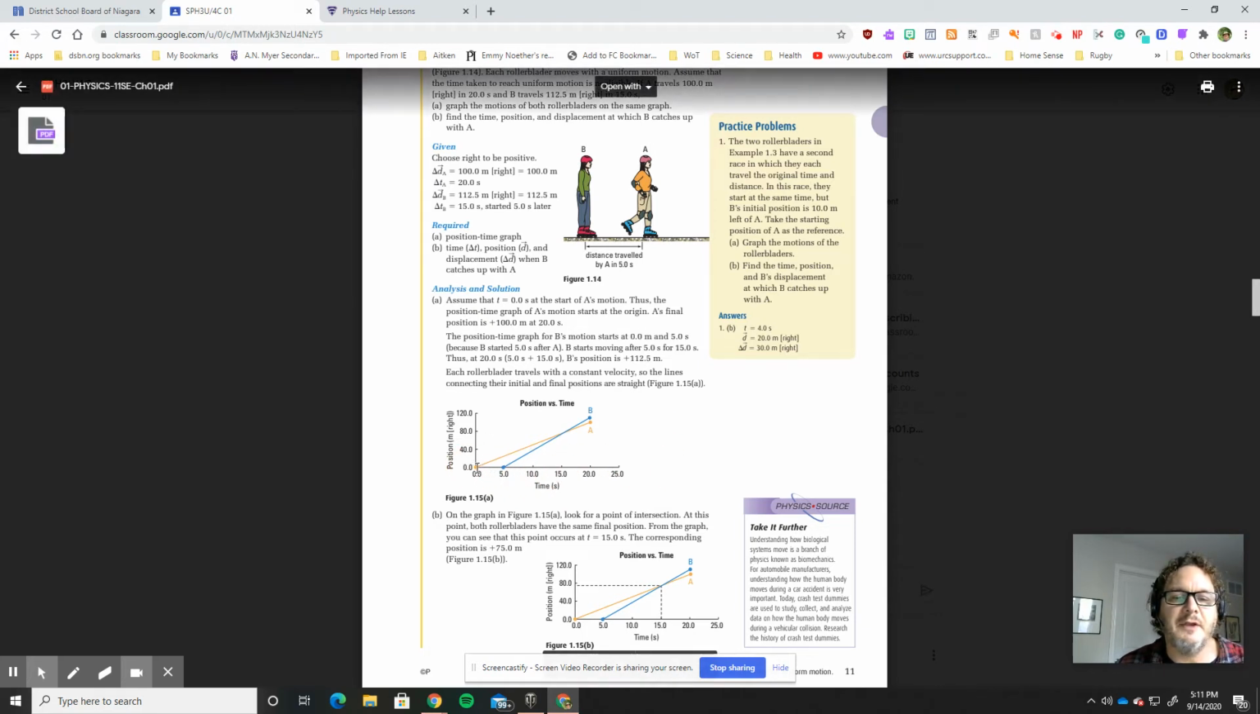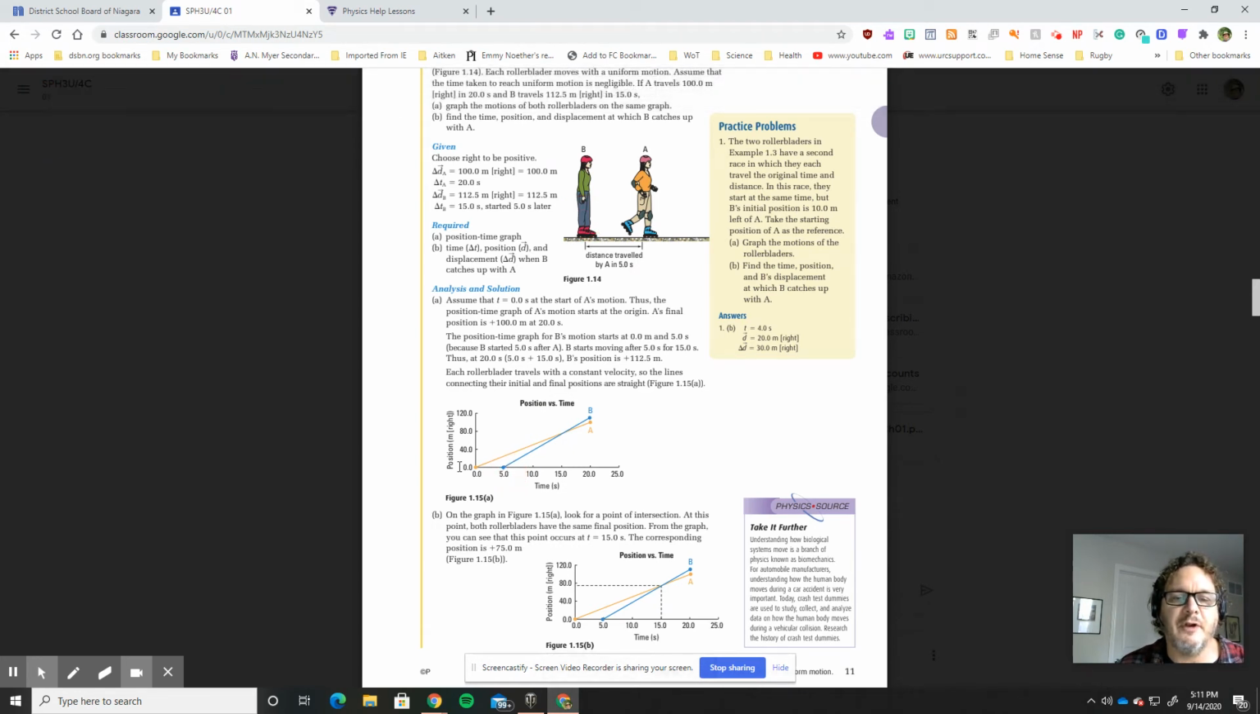But skater B waited 5 seconds before they started. So skater A has a 5-second head start. Here you can see skater A starts at the 0 mark and skates for 20 seconds. And here skater B waits for 5 seconds before they start, and then they skated for an additional 15 seconds.